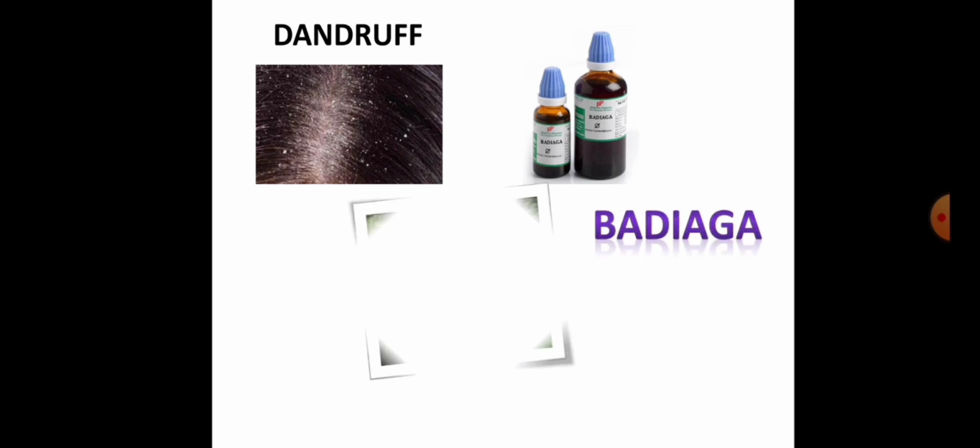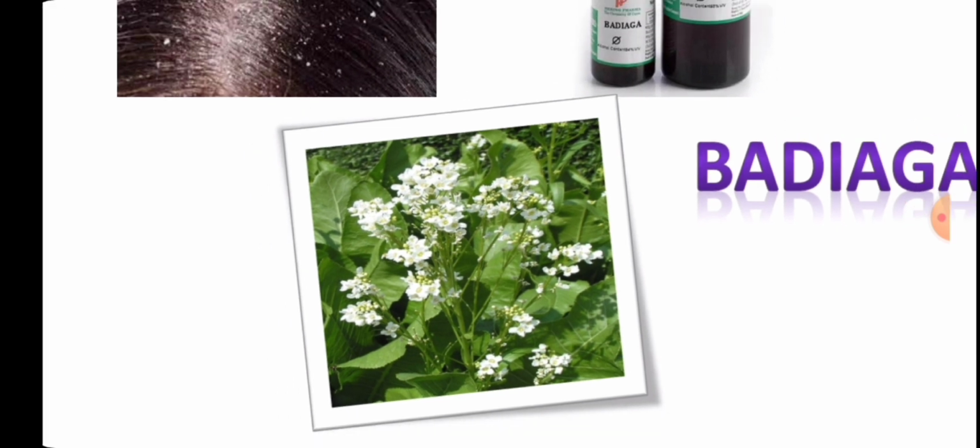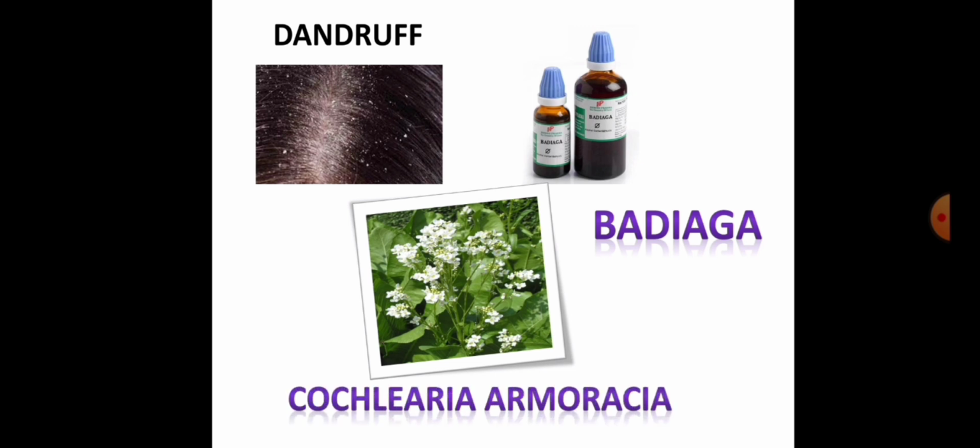With this picture, what we see, there is dandruff present, right? So for dandruff, what are the homeopathic mother tinctures we can use? One is Badiyaga mother tincture we can use, or the plant extract, something like this, where the flowers look like this, which we call Cochlearia armoracea mother tincture. This mother tincture we have to mix with coconut oil and use for application. This will help in reducing the dandruff.